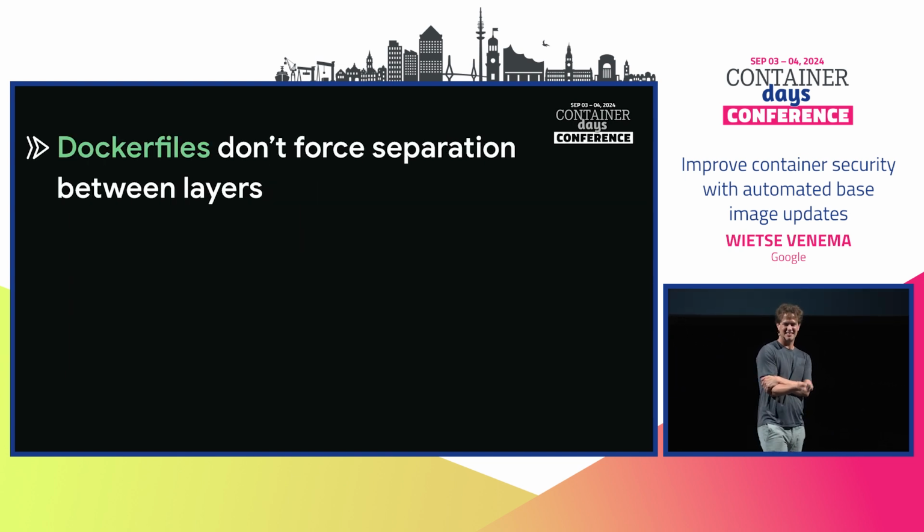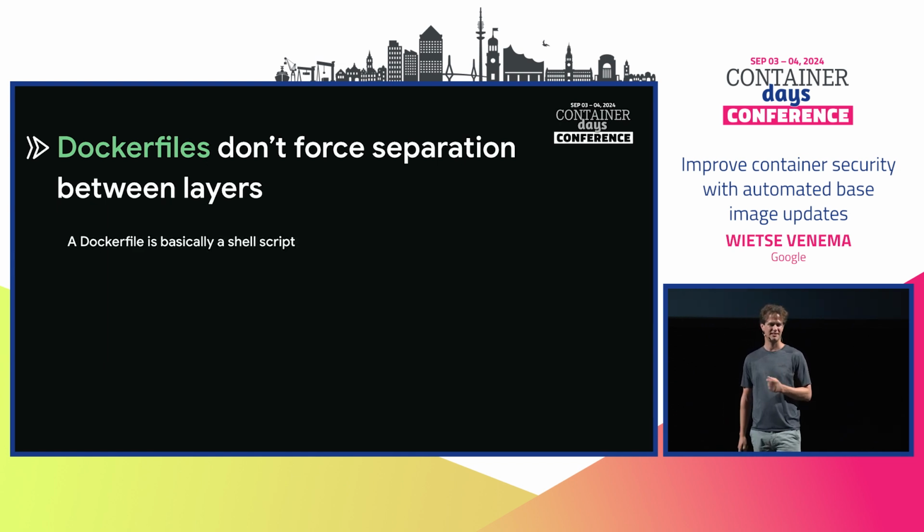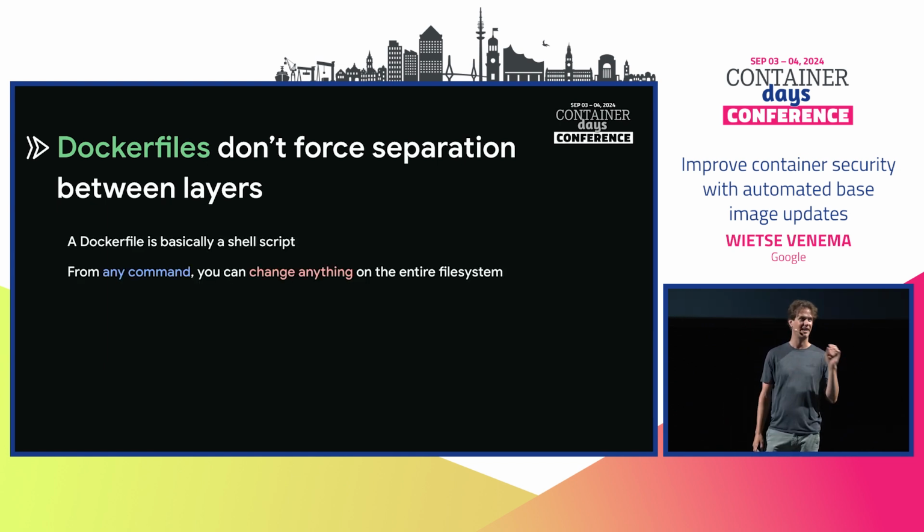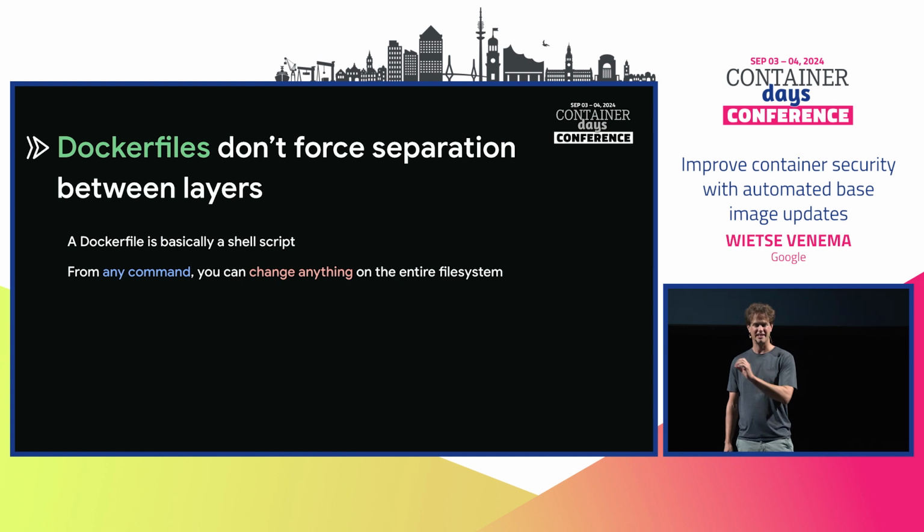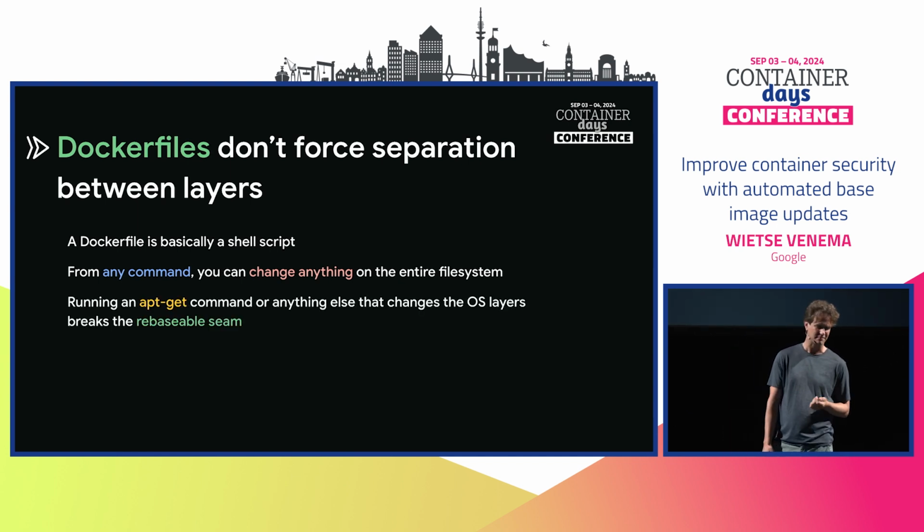And it was thanks to Dockerfiles, right? Because they don't force separation between layers. It's basically a shell script, and from any command, you can change anything on the entire file system. So running an apt-get command or anything else that changes those OS layers will break this rebasable seam. It might work, it might break in surprising ways because your app now has a dependency outside of the contract on the base image.